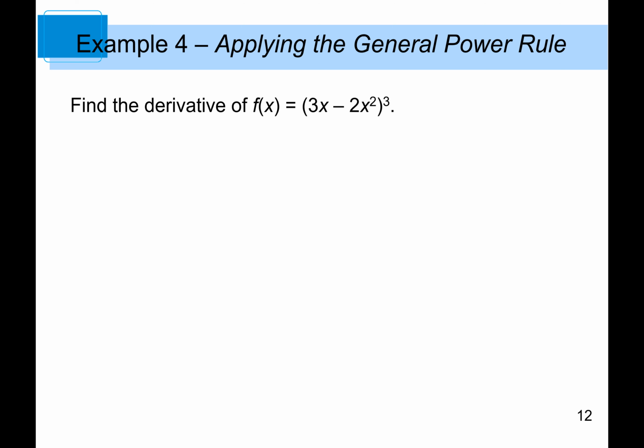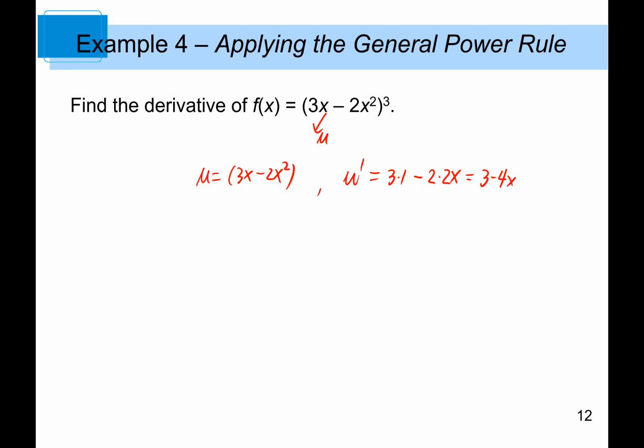Let's take a look at this example. Find the derivative of f of x equals 3x minus 2x squared, in parentheses, to the third power. Obviously this is a composite function of x cubed, so we assume this is our u. That means u equals 3x minus 2x squared. Then for u prime, we can use the power rule. The derivative of x becomes 1, so 3 times 1. The derivative of x squared becomes 2x, so we get 3 minus 4x.